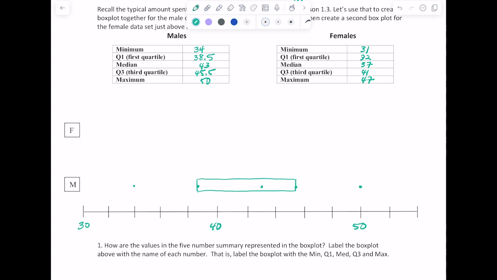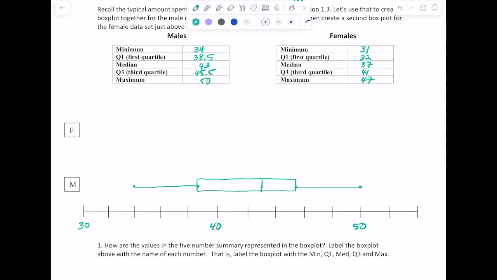And the box, remember, is called the interquartile range. It represents the middle 50% of the data. We put a vertical bar through the median, and then we draw whiskers out to the min and the max. Okay? We're going to do the same thing for females.